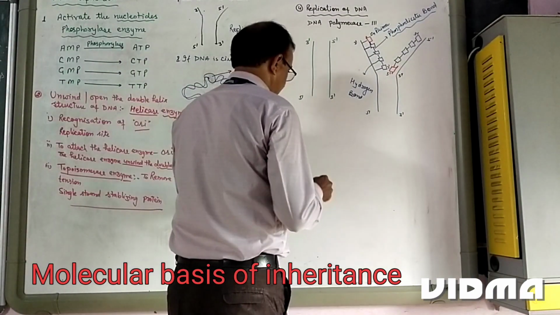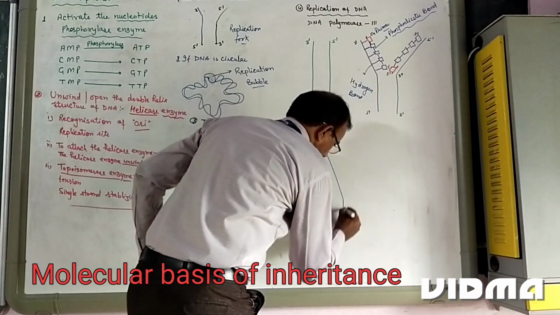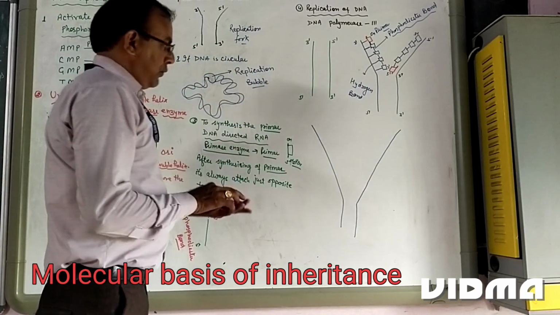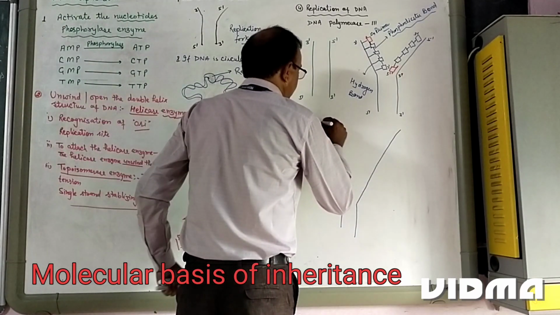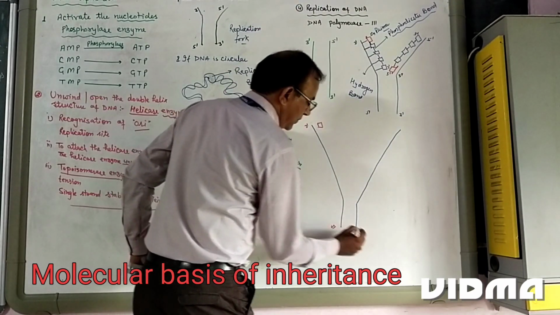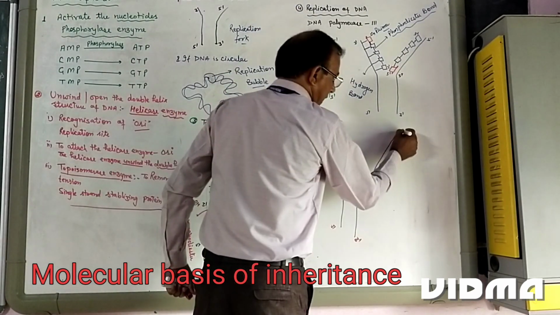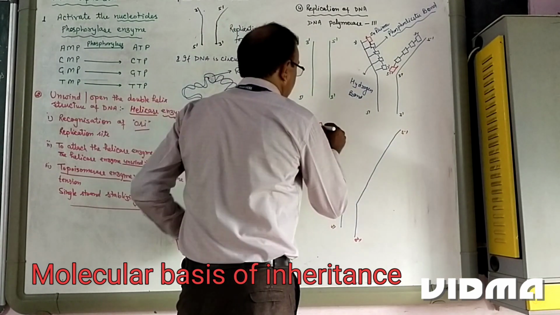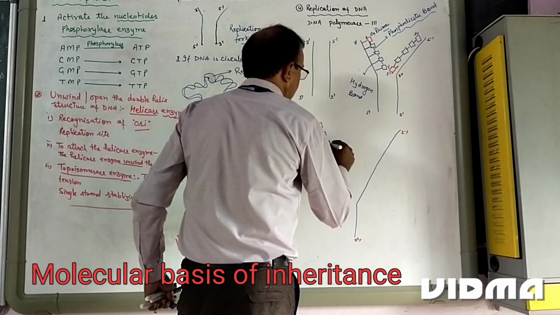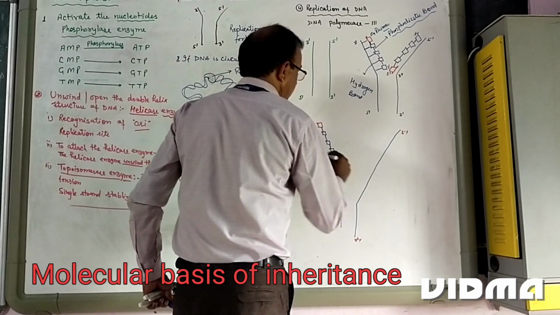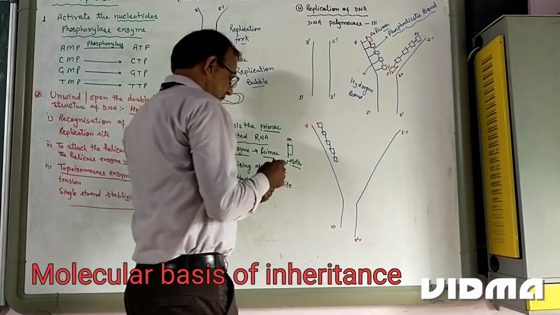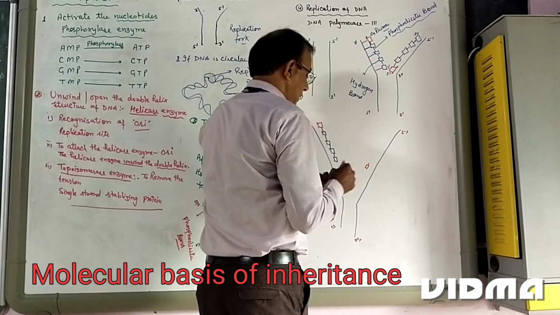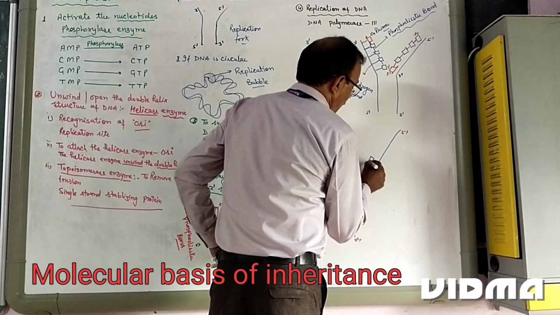How is this one? If we open just more part, we have already started. Primer is attached here. This is the 3 prime to 5 prime and 3 prime to 5. The primer is attached here. It starts to form nucleotide. This one we have already discussed, same as here. It starts to form nucleotide.